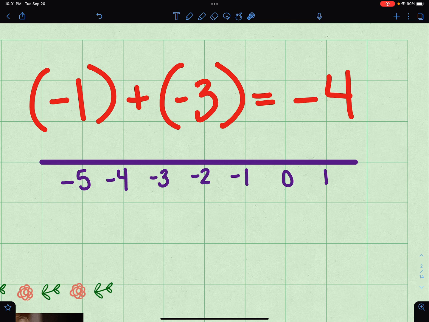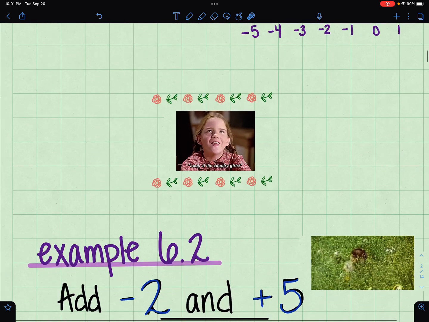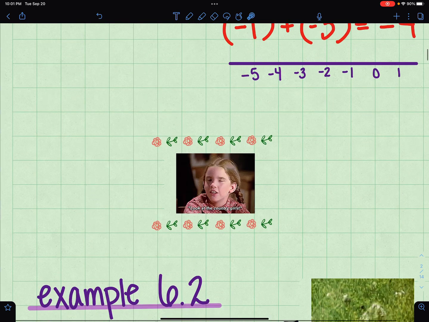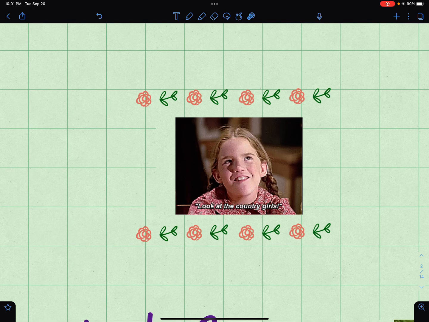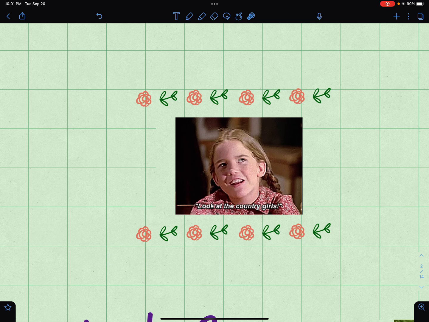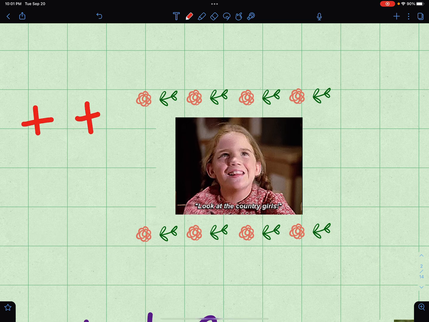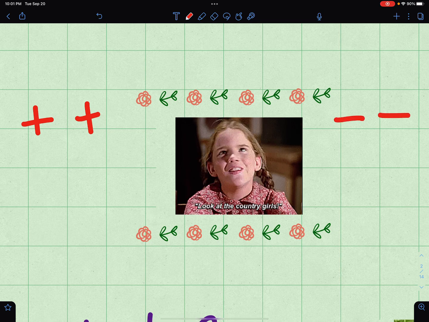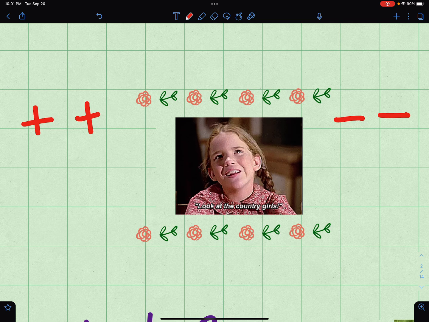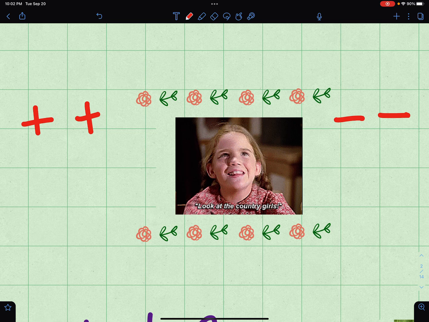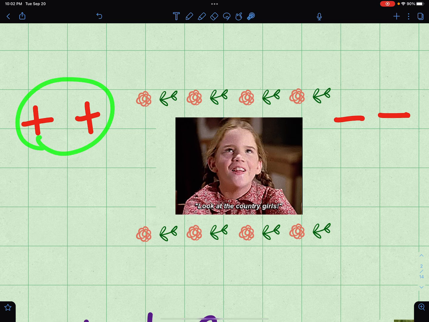And the first rule is, when you're adding two signed numbers that have the same sign, so if you're adding a positive and a positive, or a negative and a negative, what you do is you add the absolute values of the numbers and you give the answer the same sign as the sign of the numbers that you're adding.